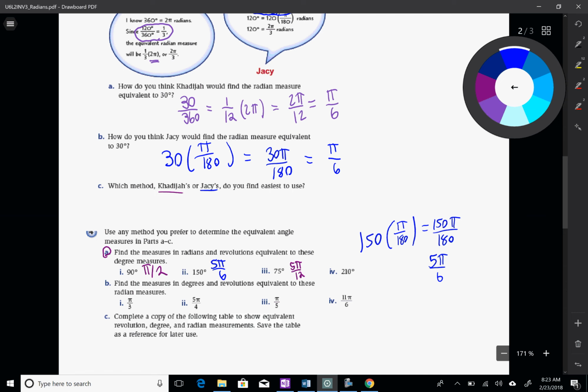And then for 210 degrees, I would multiply 210 times pi over 180. And so I'd get 210 pi over 180, which simplifies to 21 pi over 18, which simplifies to 7 pi over 6.